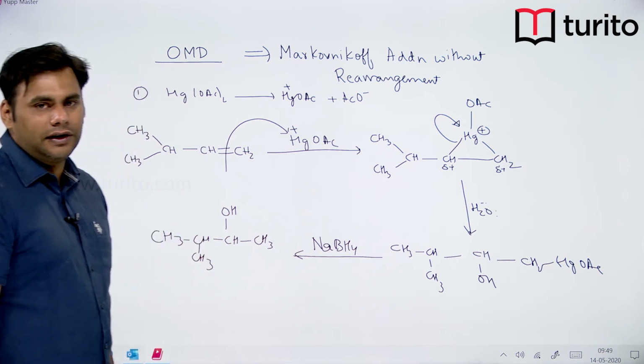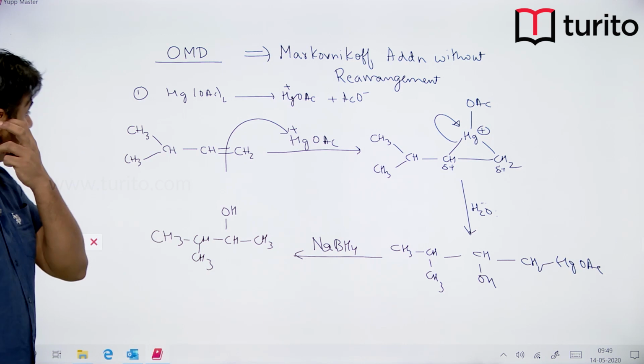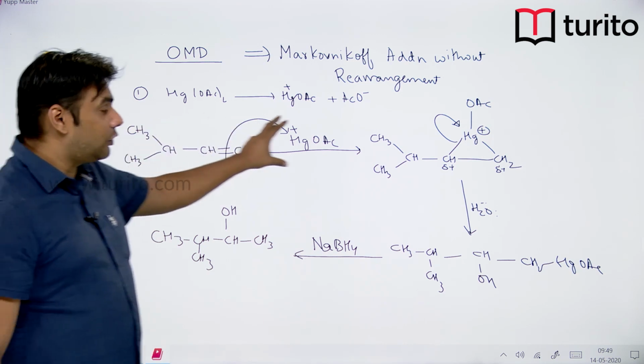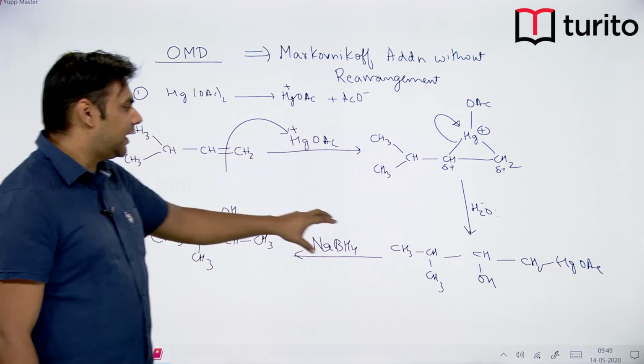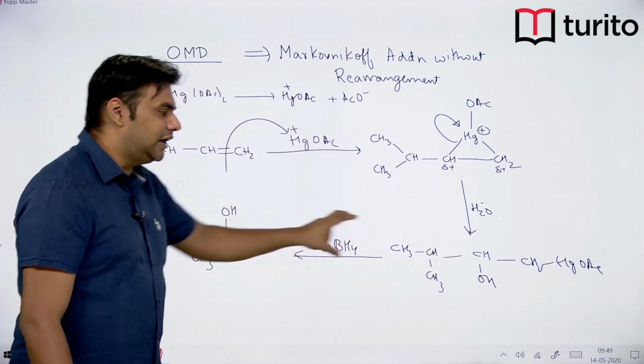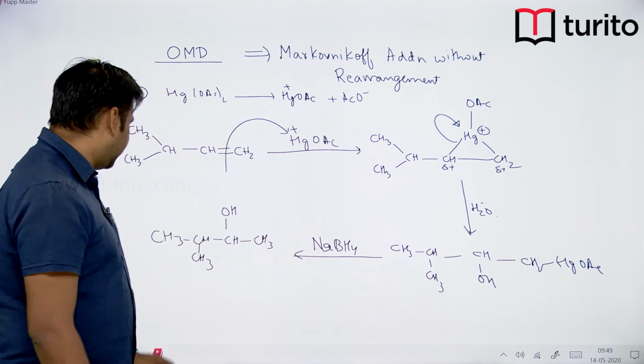The mechanism is never in the syllabus of JEE. So this is basically oxymercuration, demercuration. The first step is called oxymercuration because oxygen and mercury are added in the first step, and the second step is called demercuration because mercury is removed in it.